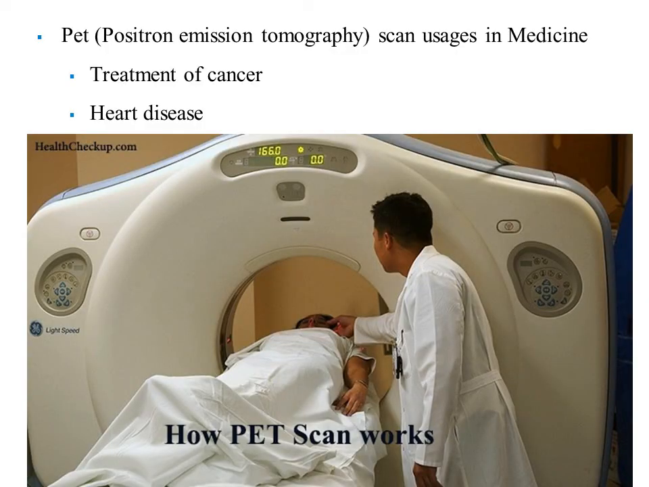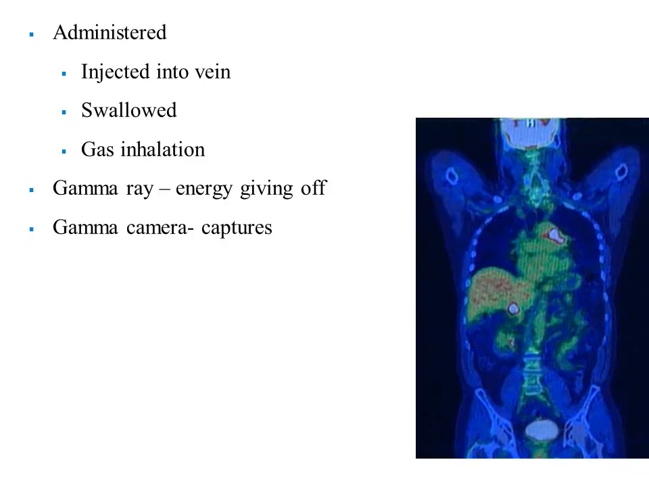Here's an example of how radiation can be used in medicine. The PET scan. PET stands for positron emission tomography. It is used to treat cancer and heart disease. How this is used is you first have to administer the radiation. It can be administered intravenously through injecting directly into the vein. The patient can swallow a pill, or they can inhale gas. Once the radiation is inside, gamma rays will be given off. A gamma camera will capture the radiation that is being emitted.